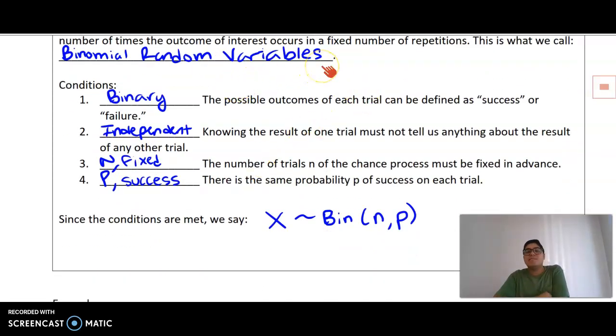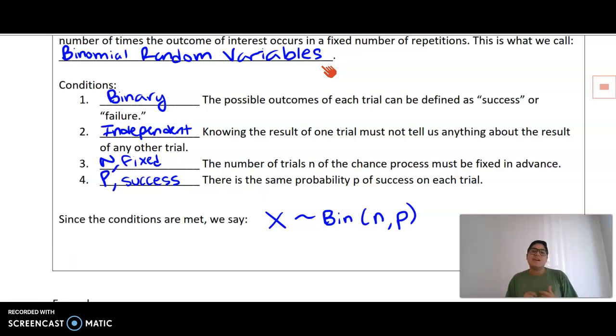And the first one is that it is binary. That means that each trial can be defined as a success or a failure, meaning it does happen or it does not happen, right? Very similar to our complement rule. And now success doesn't always mean a good thing, because this could be the outcome that you're bankrupt. So success just means it does happen, failure means it does not happen.